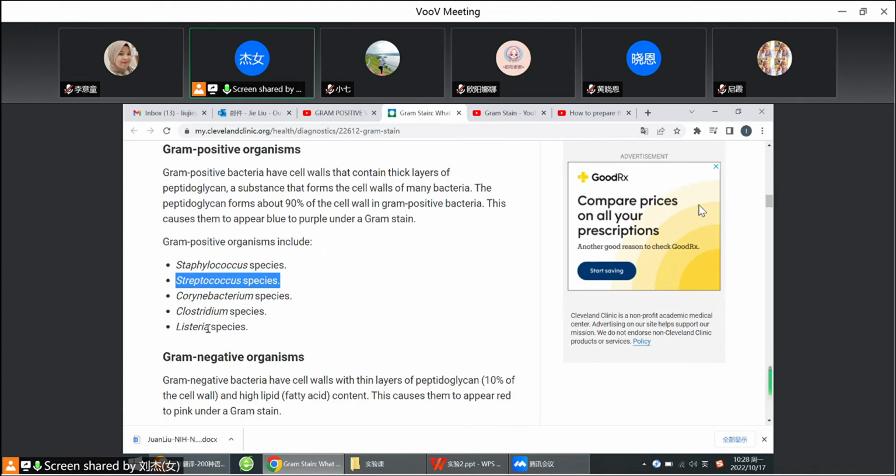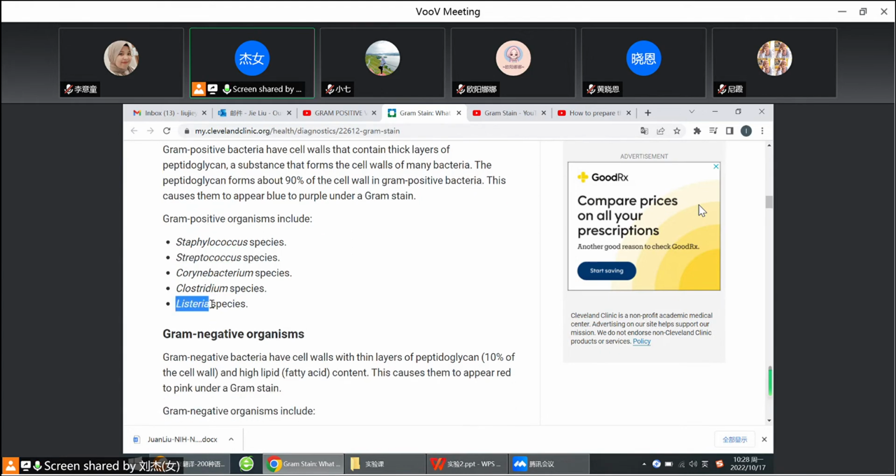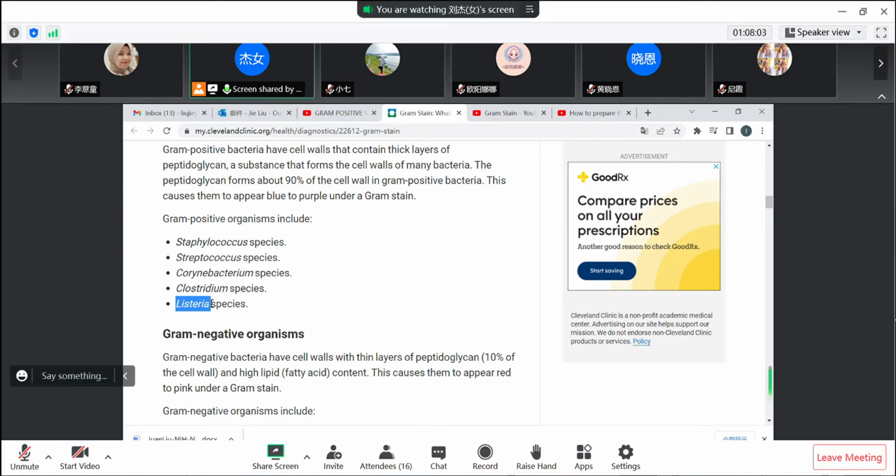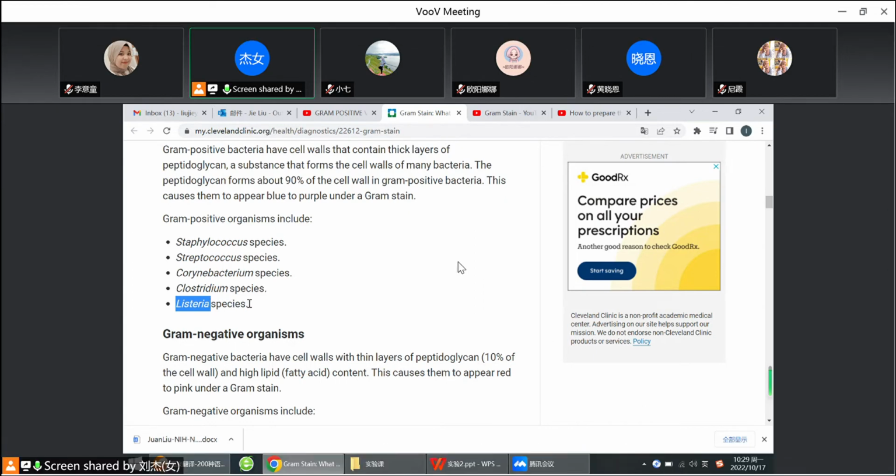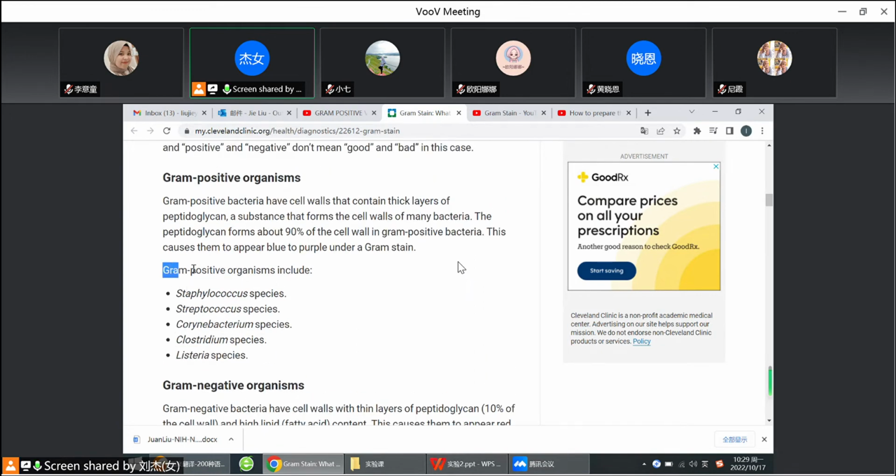And I also give you examples for the Listeria bacteria, because Listeria causes contamination to food, especially even food stored in the refrigerator. Yeah, it can still be polluted by this Listeria bacteria and cause diarrhea for the patient. So here it just shows some typical gram-positive bacteria. Yeah, so it includes something like this.